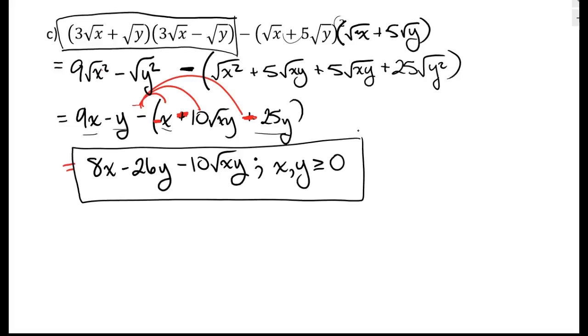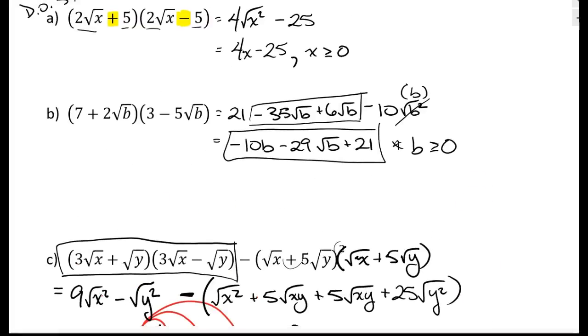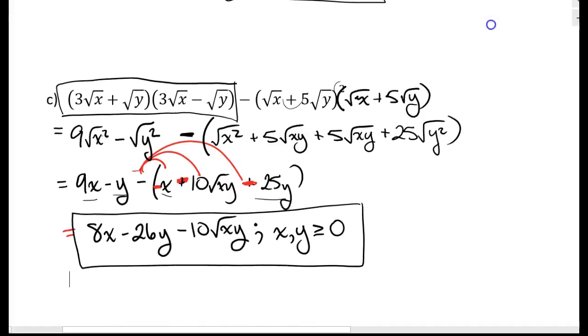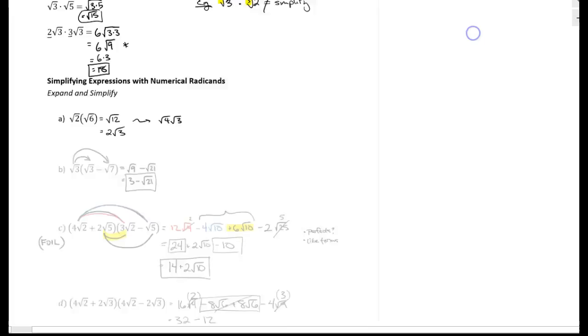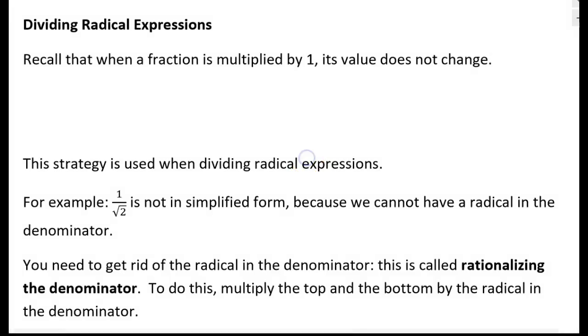But it's still manageable. It's still applying the same skills that we used in A and B when we see a question like C. So that's multiplying radicals. Dividing is a little bit trickier.